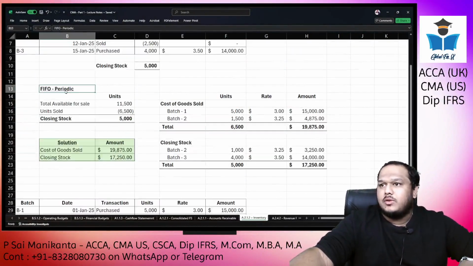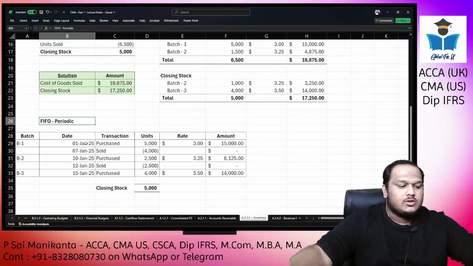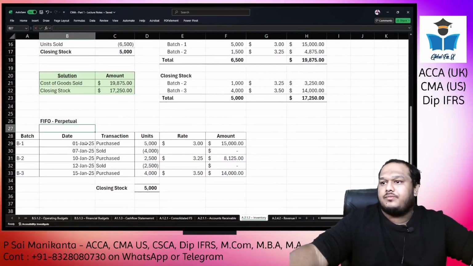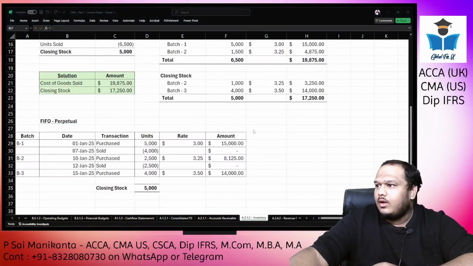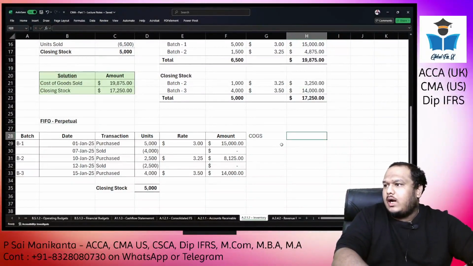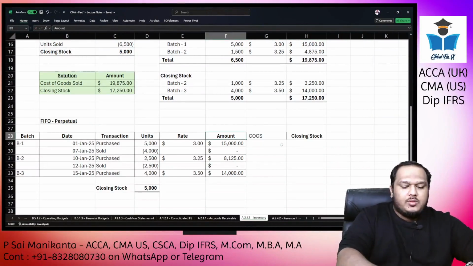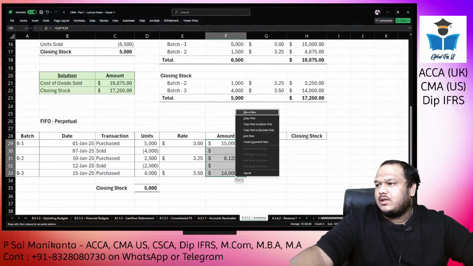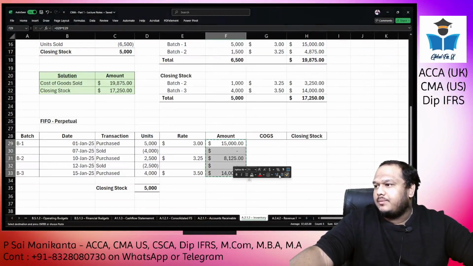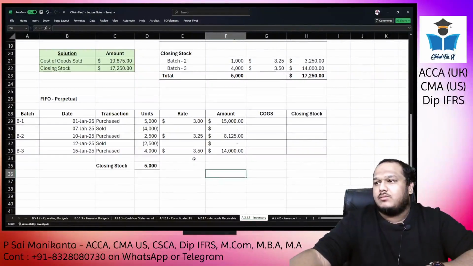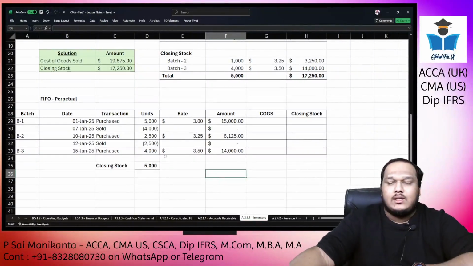Stick with me, you must stick with me. So FIFO periodic, I'll change this to FIFO perpetual, and then let's add cost of goods sold and closing stock. This might be a little, not clumsy, but each row might have different sub rows or whatever you want to call it. Let's see how it pans out.